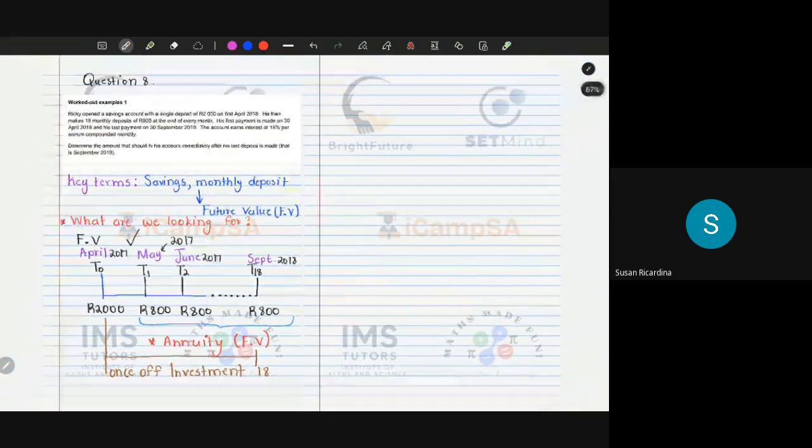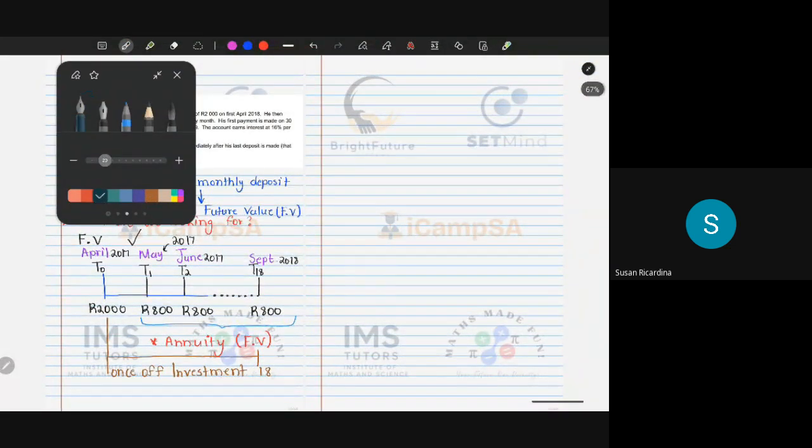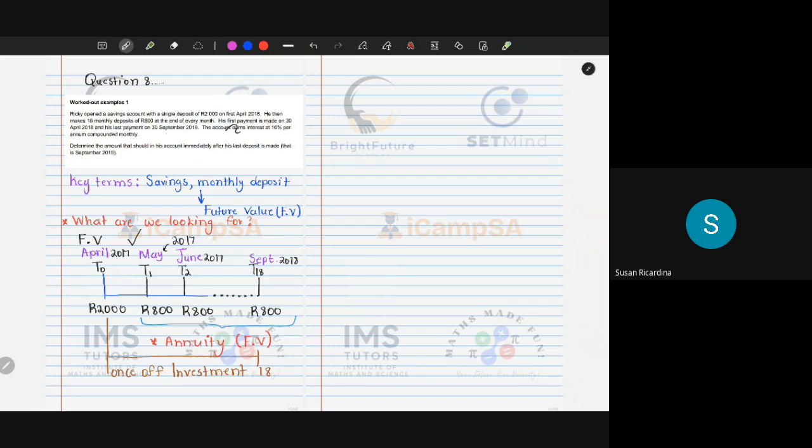Okay. So when we look at our 2,000 rands, let's see. From April up until September, guys, how many months is that? He makes 18 monthly deposits. So would that be 19? Let me think. So 1, 2, 3. From April to September of next year, how many months is that?